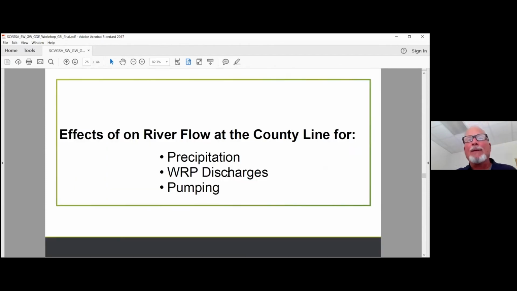So the last part of my presentation, I'm just going to quickly cover the relationship between river flow at the county line, that far western surface water gauge, compared with precipitation in the basin, WRP discharges in the basin, and pumping in the basin. And again, this is only at the gauge at the downstream west end of the basin.